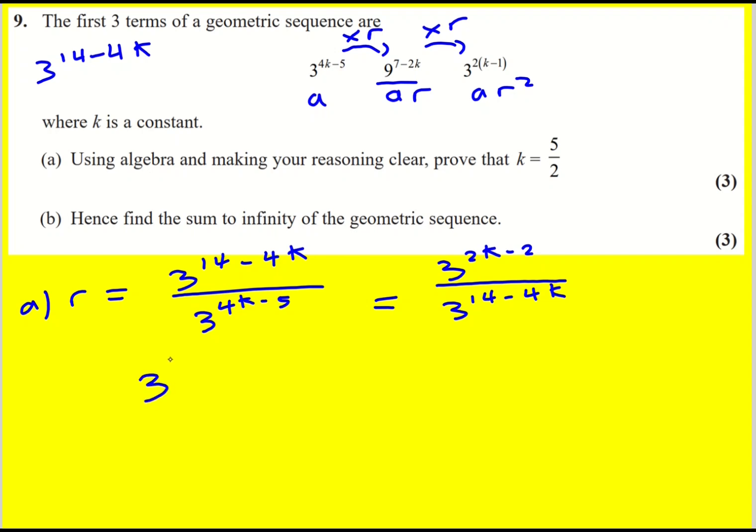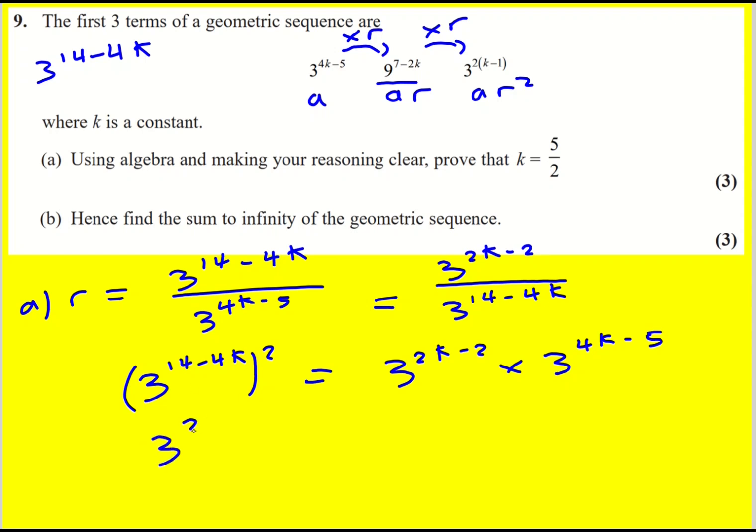And then we're going to get 3 to the 14 minus 4k, then we're squaring it, and that will equal 3 to the 2k minus 2 times 3 to the 4k minus 5. So when I square, I can just multiply that power through by 2. 28 minus 8k. On the right, I'm going to get 3 to the 6k minus 7.